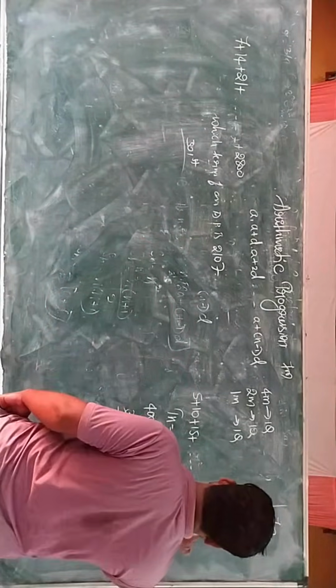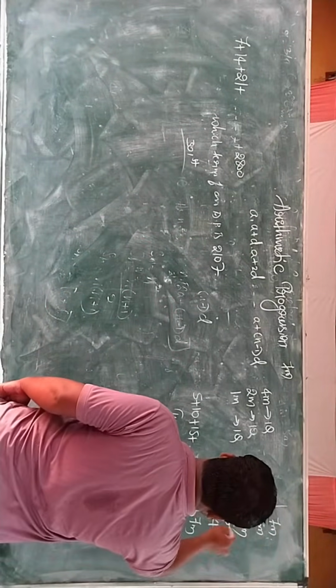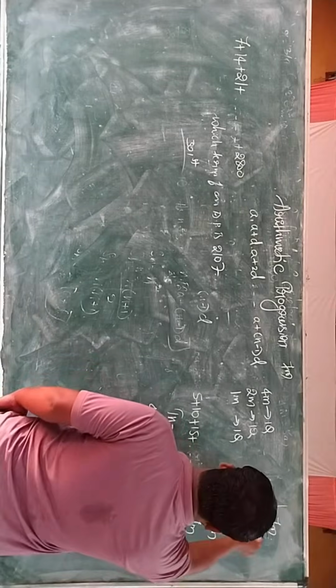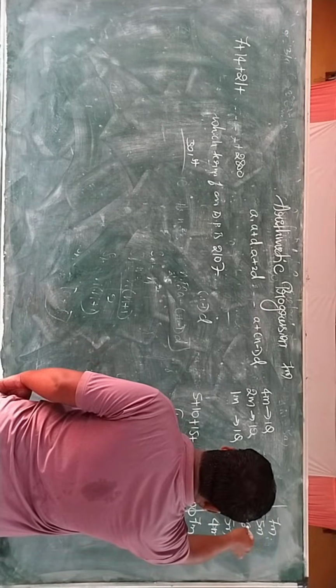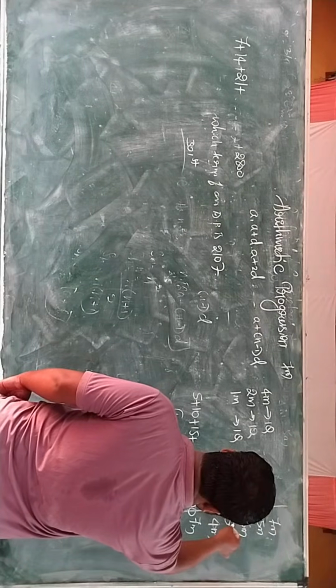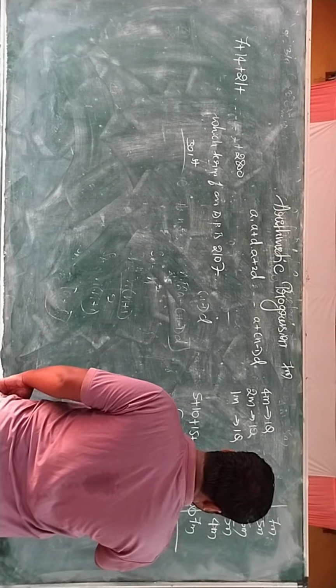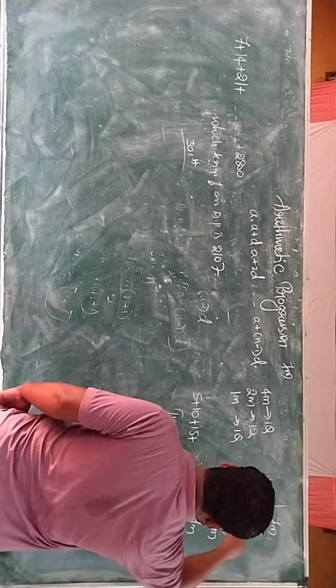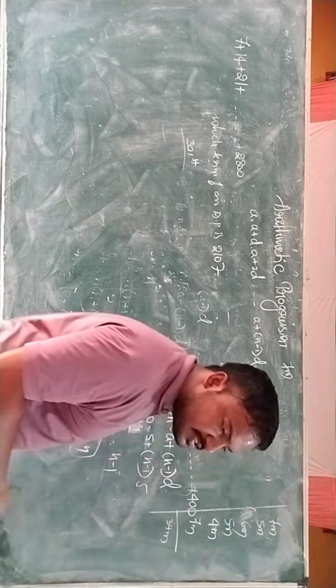How many chapters did we discuss today? 1, 2, 3, 4, 5, 6. Only 6 chapters we discussed. 7 plus 5, 12. 12 plus 6, 18. 18 plus 5, 23. 23 plus 4, 27. 34 marks. How many chapters? Only 6 chapters, 34 marks.